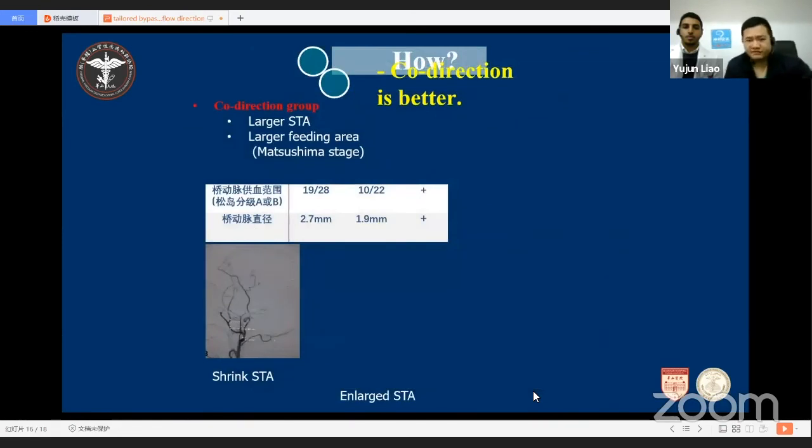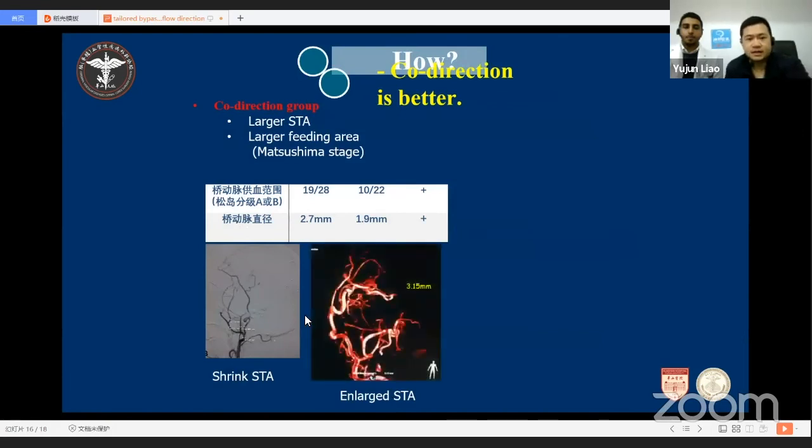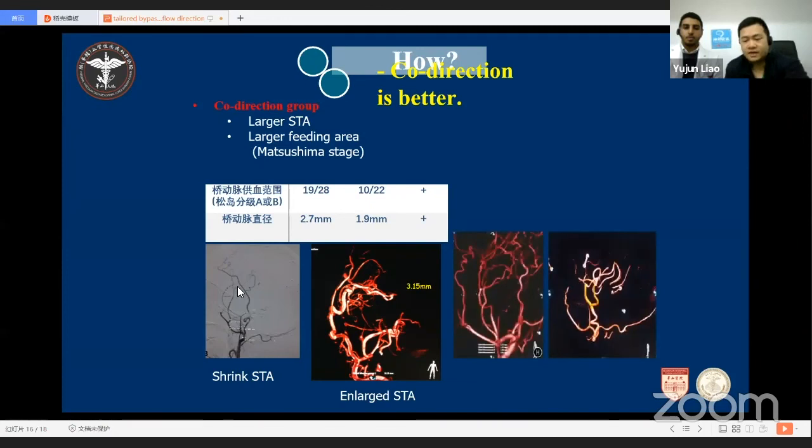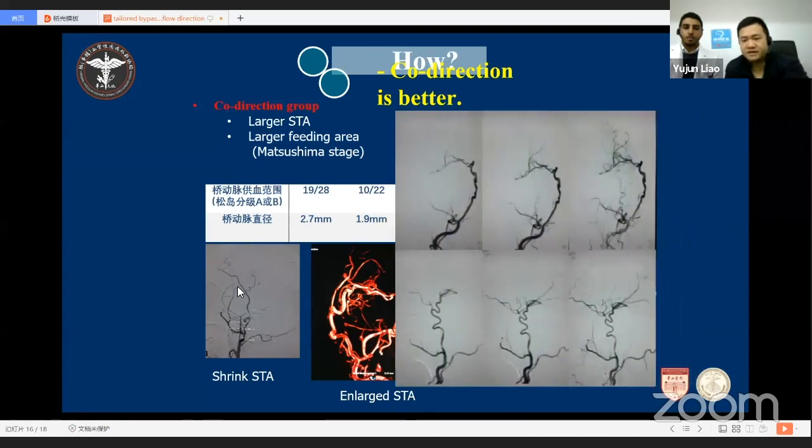We also performed a long-term follow-up with angiogram, and the result is that the co-direction group will get a larger STA and a larger feeding area compared with the counter-direction group. This is a typical follow-up angiogram of the counter-direction group. We can see the bypass is patent, but the blood flow is not so good. But in the co-direction group, we can find the blood flow is very good, which can perfuse almost all of the MCA territory.